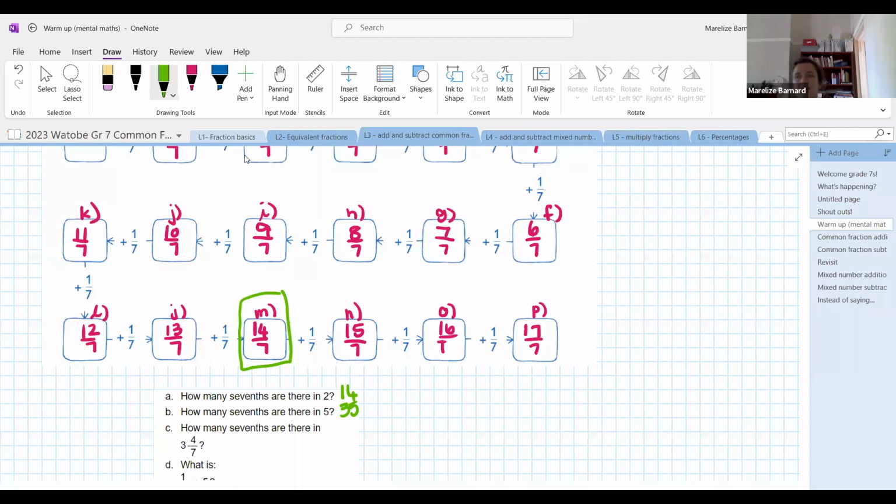And then how many sevenths are there in 3 and 4 sevenths? How many sevenths have we got here all together? 3 wholes will be 21 sevenths, but don't forget about the extra 4 sevenths, eh? So in 3 wholes, we'll have 21 sevenths, and another 4, that gives me 25 sevenths.